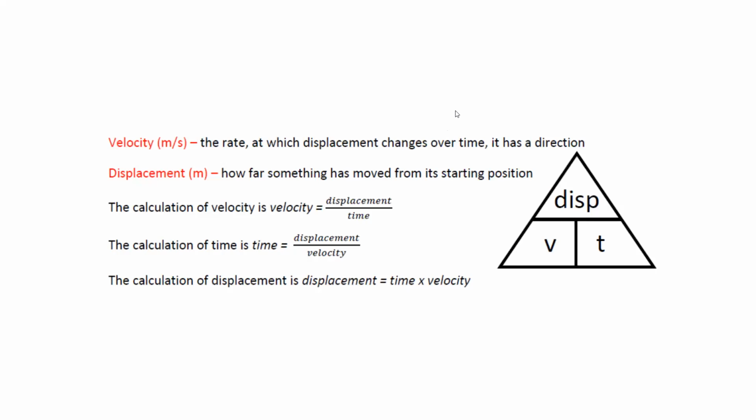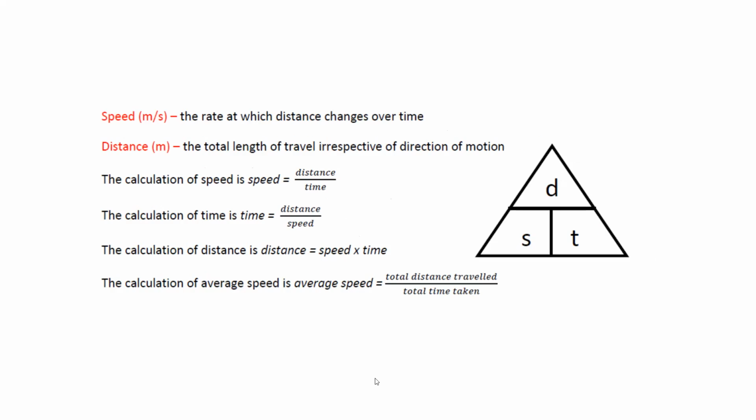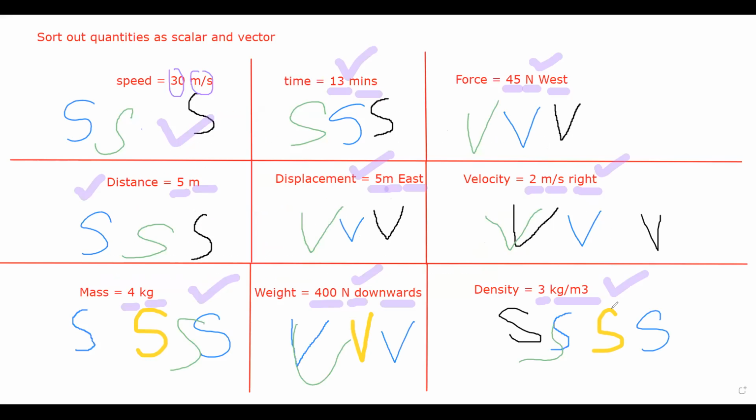For velocity, what is the meaning of velocity? Velocity is displacement over time. So for example, what is the difference between distance and displacement?